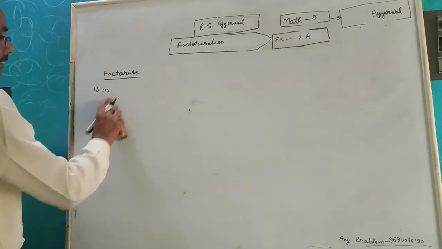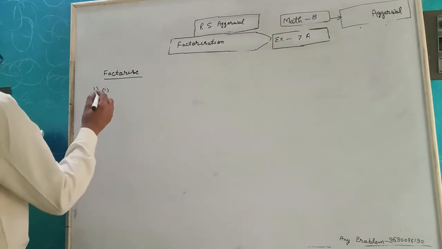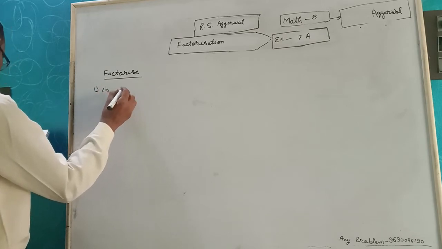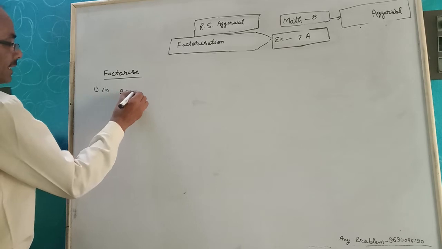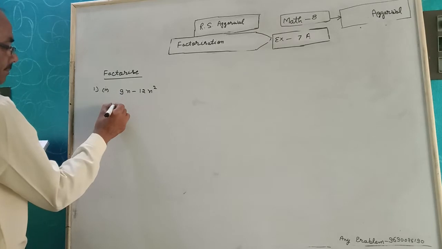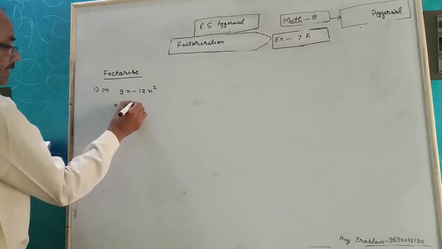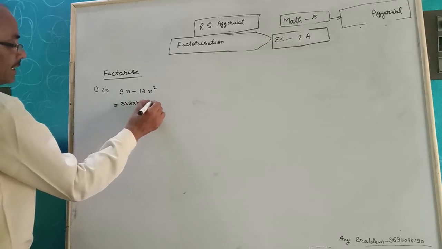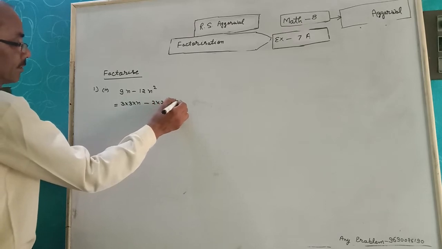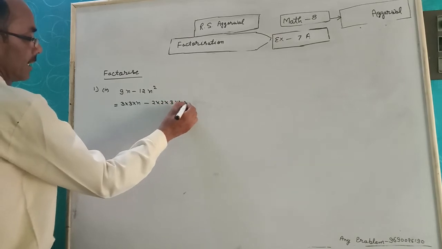Third part is 9n minus 12n square. Do the factors: 3 into 3 into n minus 2 into 2 into 3 into n into n.